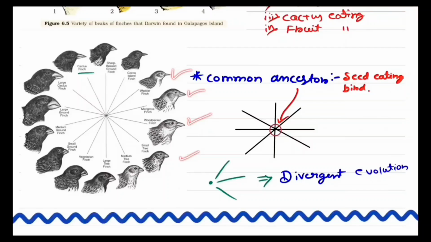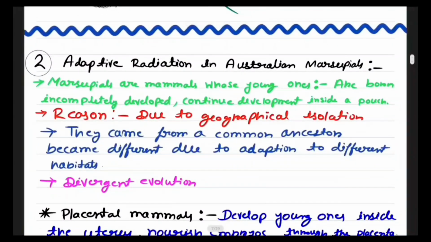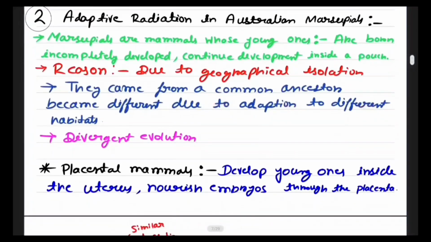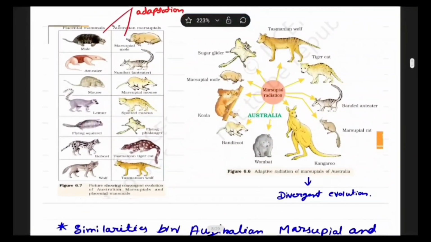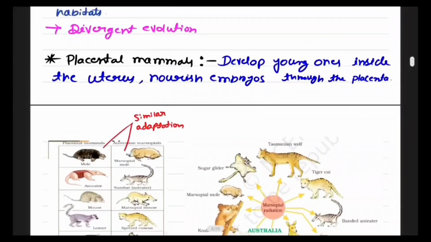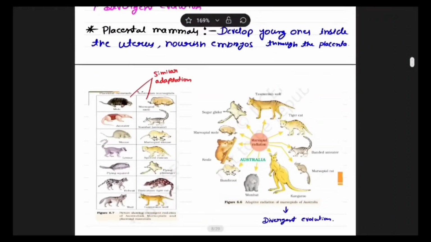Next, adaptive radiation of Australian marsupials. Marsupials are mammals whose young ones are born incompletely developed. They continue their development inside a pouch, which is called the marsupium. Examples: kangaroo, koala, wombat, Tasmanian wolf. Adaptive radiation occurs due to geographical isolation.